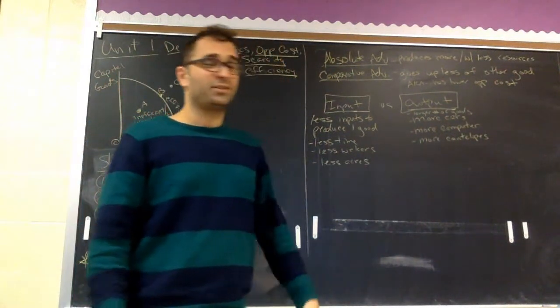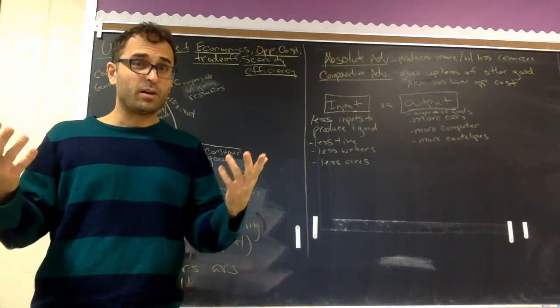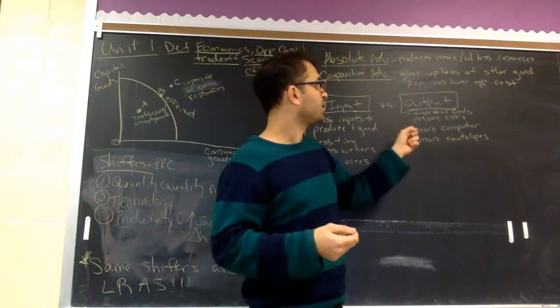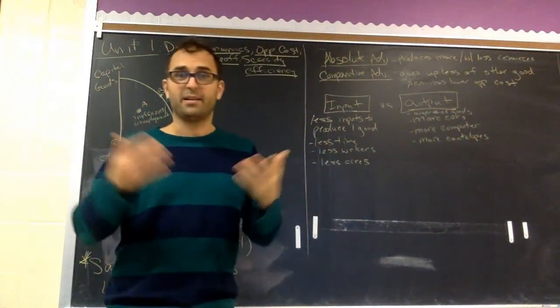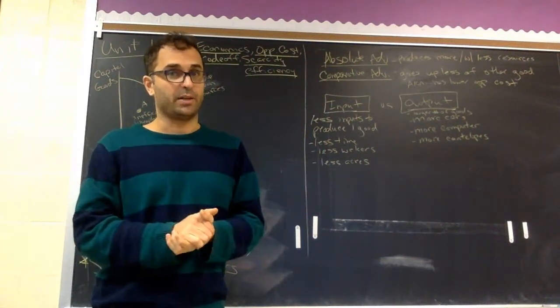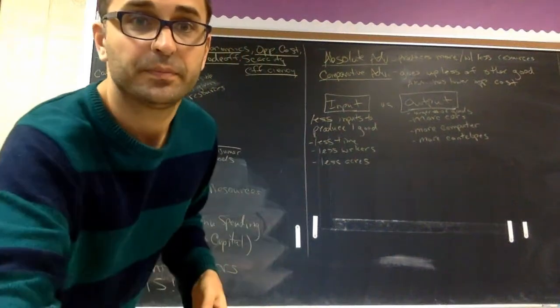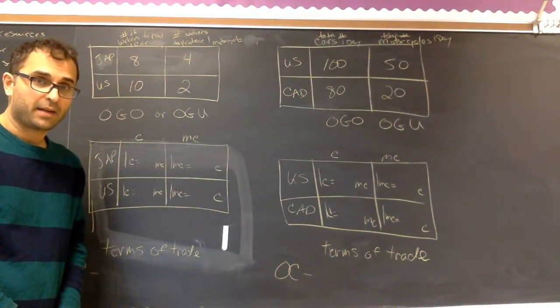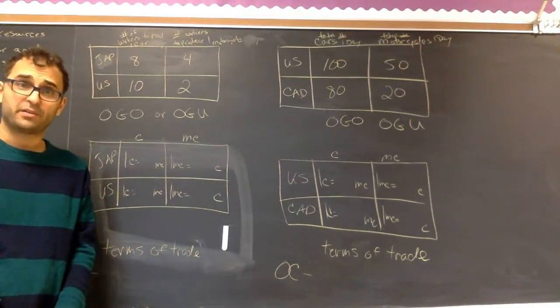If it's an output question, it's pretty simple. If you produce more, if we're talking about the total number of goods, it's an output question. So more cars, more computers, more cantaloupes in a day, in a month, in a year, however long the unit of time, that is an output question. Why is that important? Because you may get a comparative advantage question, and the first thing you've got to do is figure out, is it an input question or an output question?